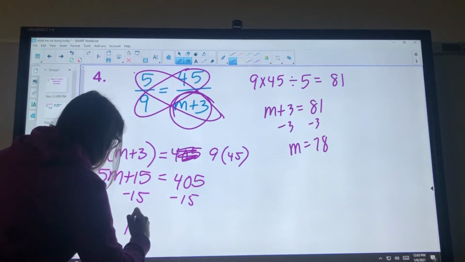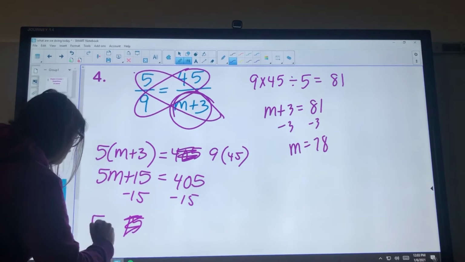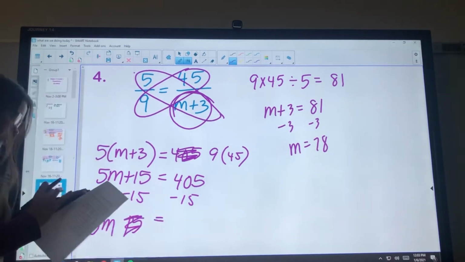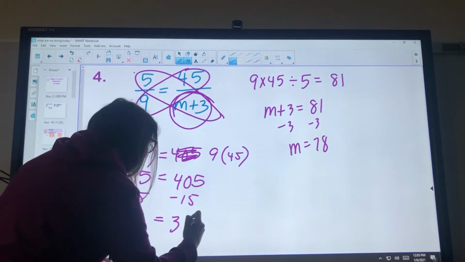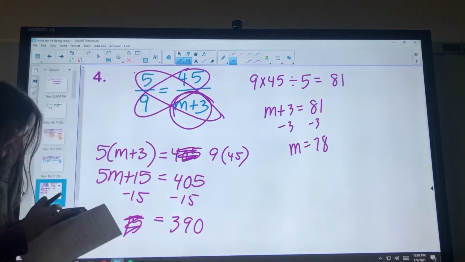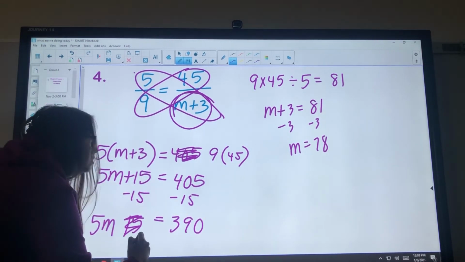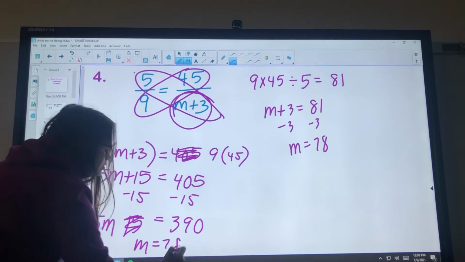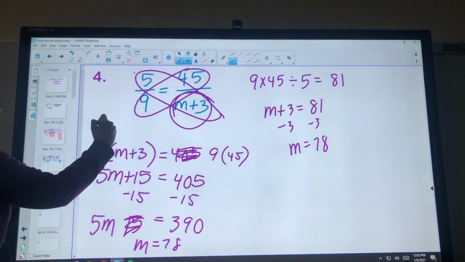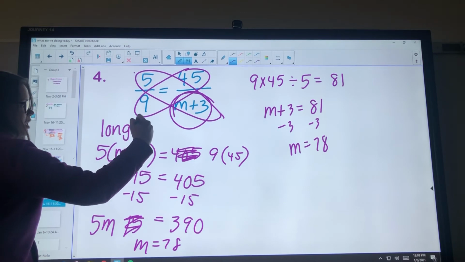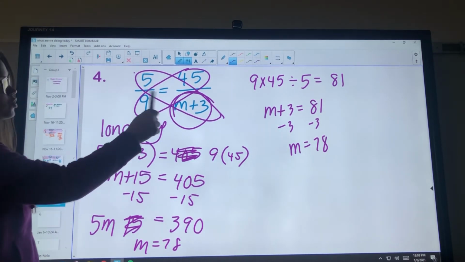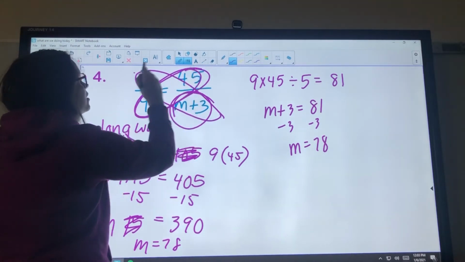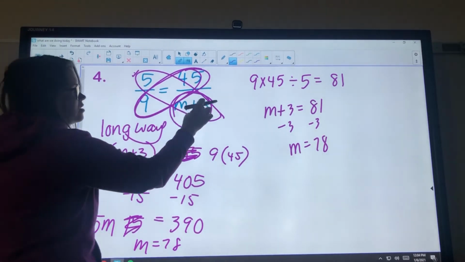You see why this takes much longer. 405 minus 15 equals 390. And then you would divide both sides by 5. And you still get 78. I never care how you get your answer, but this explains why that shortcut works. Cross multiply, divide by that, and then solve really fast at the end.